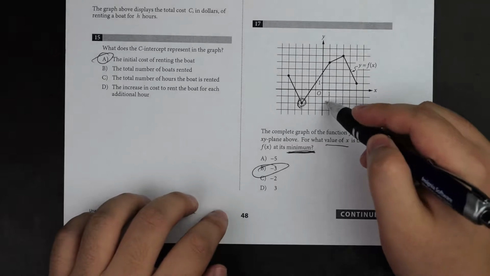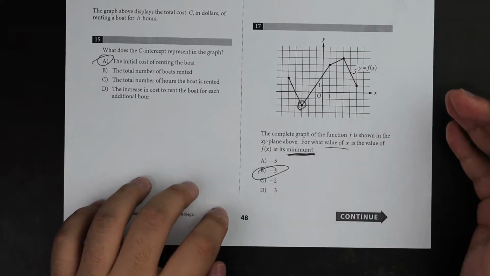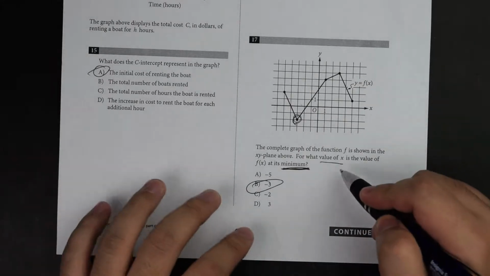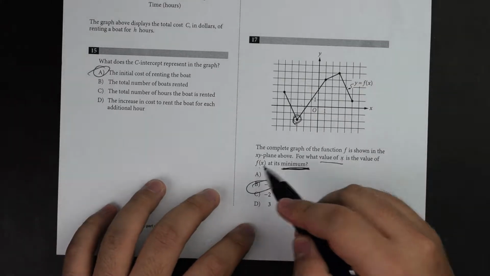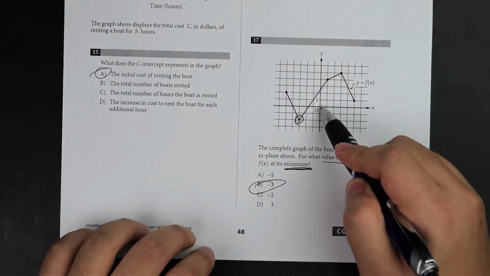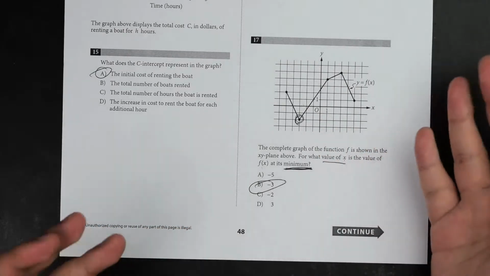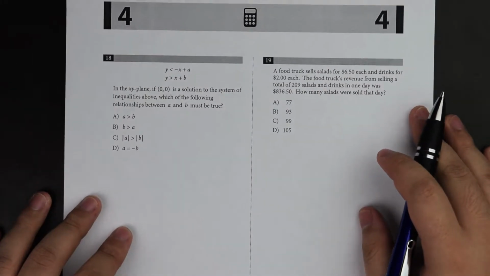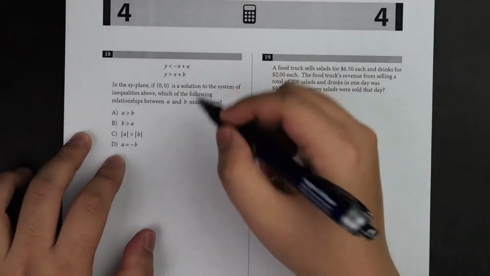If you chose -2, that would be the most common error made by students because they're not reading it carefully. They're looking for x, not f of x, which is the y coordinate. They're looking for the x coordinate. So I counted 1, 2, 3 from the origin, -3, and thus my final answer for number 17 is B. And to continue on to the next question, for number 18, let's go ahead and get started.